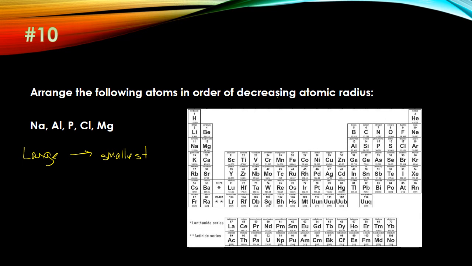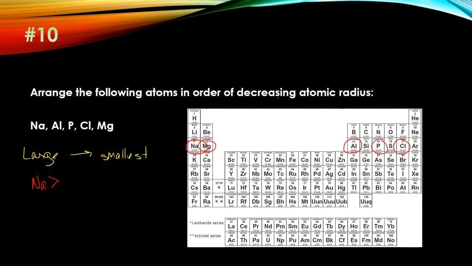So let's take a look at the periodic table and identify the location of these atoms. Here's sodium, here's aluminum, and phosphorus, and chlorine, and oh, we've got to put magnesium over here. So the biggest one we have is sodium.